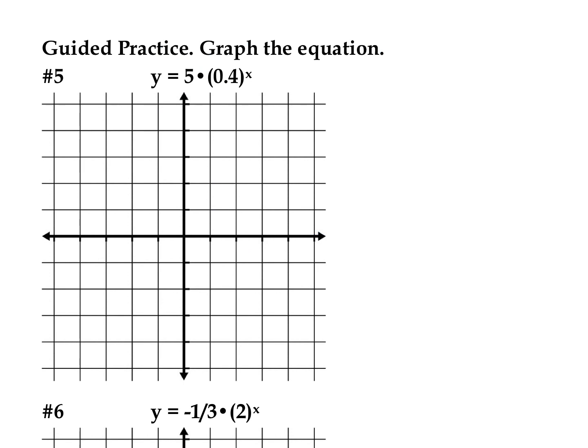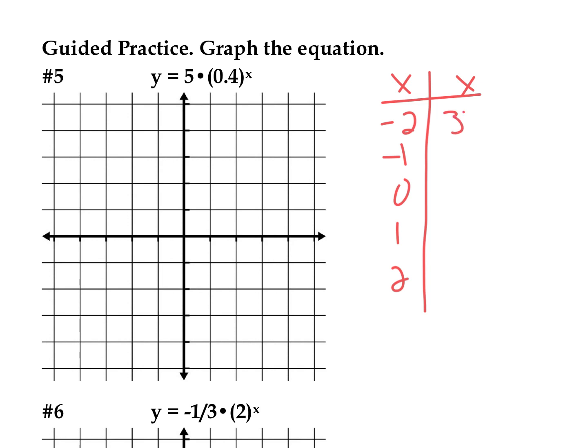Let's graph some more exponential functions here. We're going to make a table of values, and we can pay attention to whether we think it's going to be growth or decay. The 0.4 there would indicate this is going to be exponential decay, because that b value is between 0 and 1. So I can plug in my values. I plug in negative 2, I'm going to get 31.25. I'm going to get 12.5.